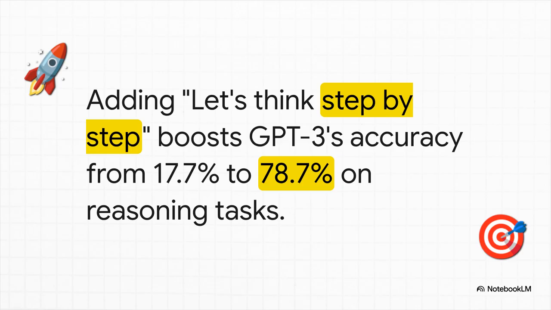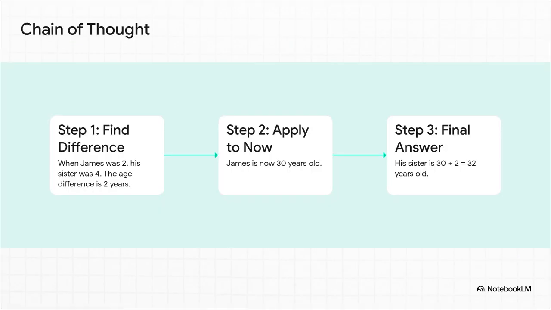You won't believe the impact this has. Research has shown that this one instruction can boost accuracy on some tough problems from under 18% all the way up to nearly 79%. That's insane. It's like a magic key that unlocks the model's hidden reasoning abilities. And just like that, it works. By forcing the AI to show its steps, to lay out its logic, it correctly identifies the age difference and follows the steps to the right answer. This chain of thought prompting, as it's called, is an absolute game changer for any kind of complex problem.